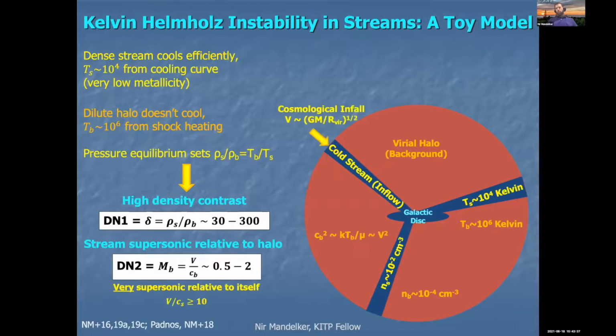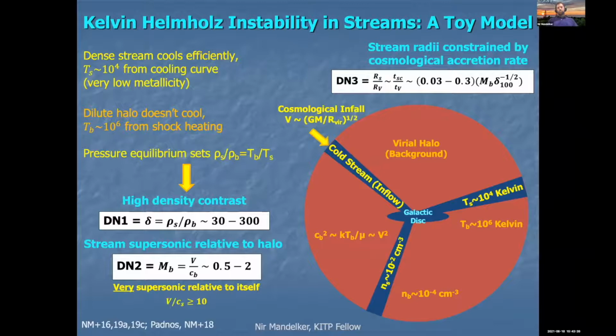The second important dimensionless number that defines the problem would be the Mach number of the stream with respect to the background. Now, since the stream is expected to be inflowing at approximately the virial velocity, which is comparable to the sound speed in the hot CGM, you get a Mach number, defined as the ratio of stream velocity to the background sound speed, of order unity.